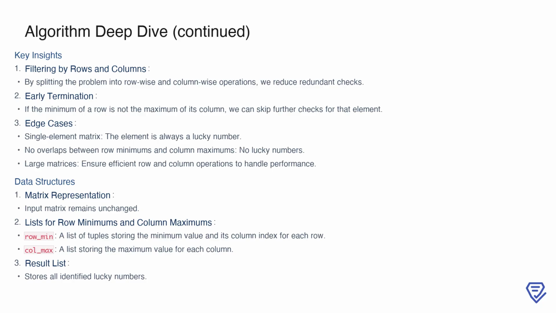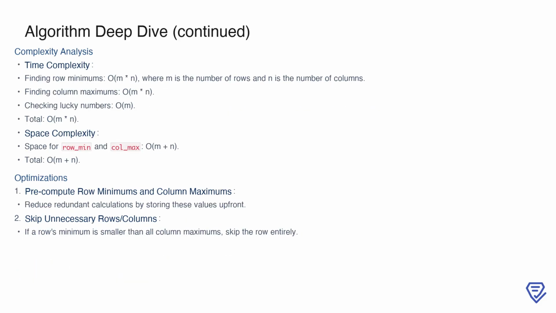Using specific data structures helps here. The input matrix remains unchanged, while row_min and col_max store the intermediate results, and a separate result list holds the lucky numbers we identify. Now, let's analyze the complexity of this algorithm.